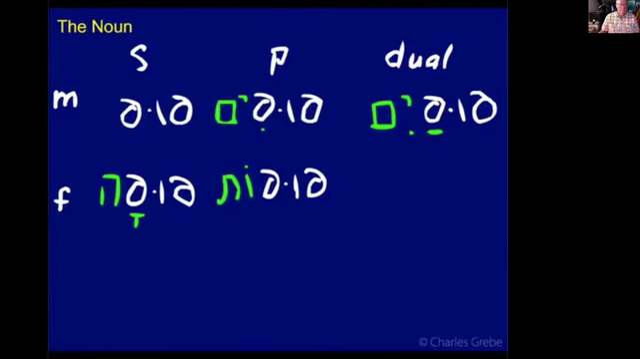Okay, now let us write down the feminine dual. Susayim is the masculine, susatayim. And we get a patach here, or sorry, a qamets here, we get a patach. Susa, and then we have the piece we had here, susatayim.